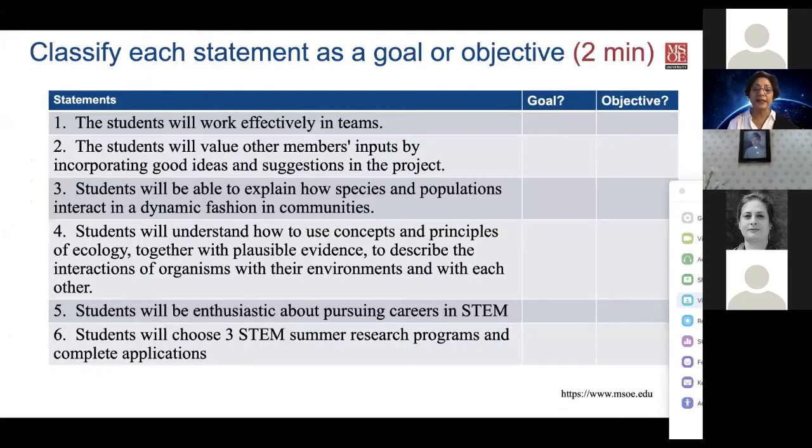So here is another assignment for you. I have put some statements here, and your job is to start reading these statements and just put a tick, whether you think it is a goal or whether you think it is an objective. What do you think? Is it a goal or an objective?